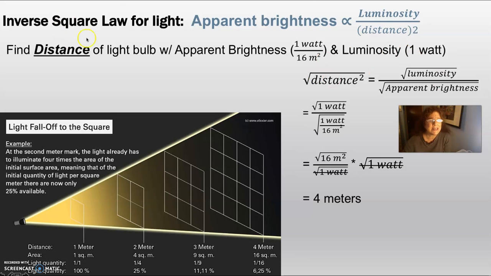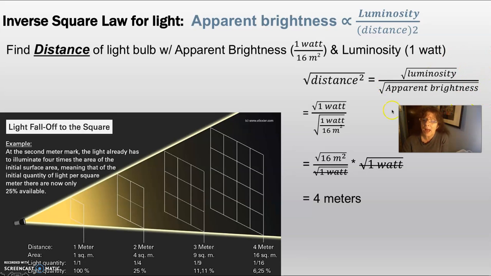So let's find distance from this equation. To find distance, I'm going to multiply everything times distance squared, so I can cancel this out and move it over here. And I get distance squared equals luminosity over apparent brightness. And then I take a square root of everything so that I get distance alone. Distance alone equals the square root of luminosity over the square root of apparent brightness. If you don't know how to figure that out, spend some time working on this slide.